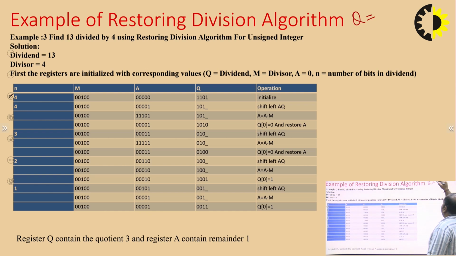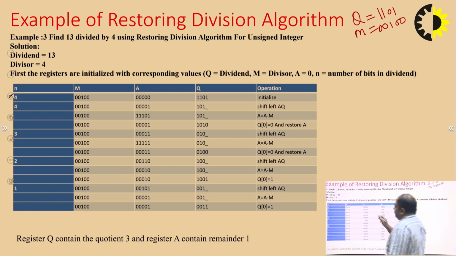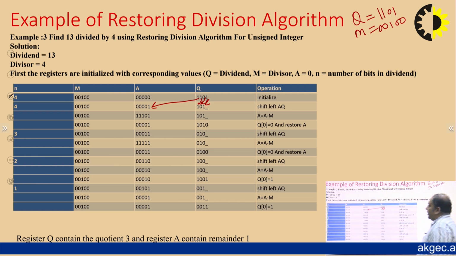The value of Q is the representation of 13, which is 1101. M is equal to 0100. For making it 5-bit, we are applying a 0 at the left, and A initially has the value 0. We start with n equal to 4. First we initialize, then we do the same left shift by 1 bit between A and Q.